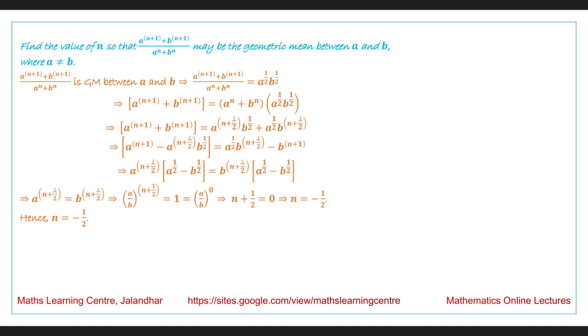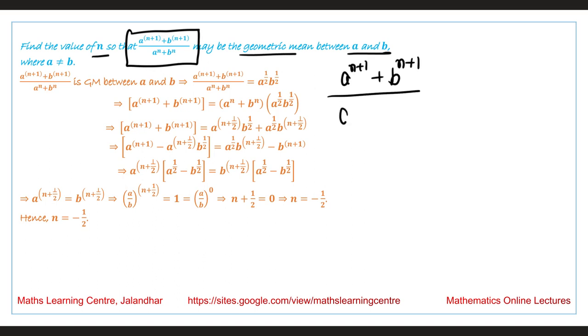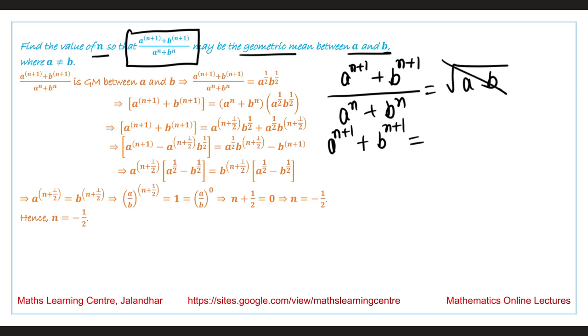Next is find the value of n so that this term may be the geometric mean between a and b. It means it is given to us that a raised to the power n plus 1 plus b raised to the power n plus 1 divided by a raised to the power n plus b raised to the power n is equal to square root of ab. Now if we cross multiply these terms, we obtain a raised to the power n plus 1 plus b raised to the power n plus 1 is equal to, this term we can write as a raised to the power 1 by 2 b raised to the power 1 by 2.